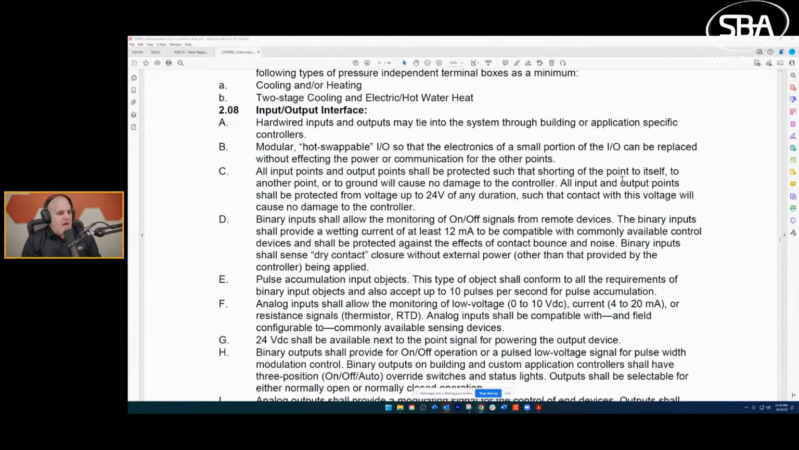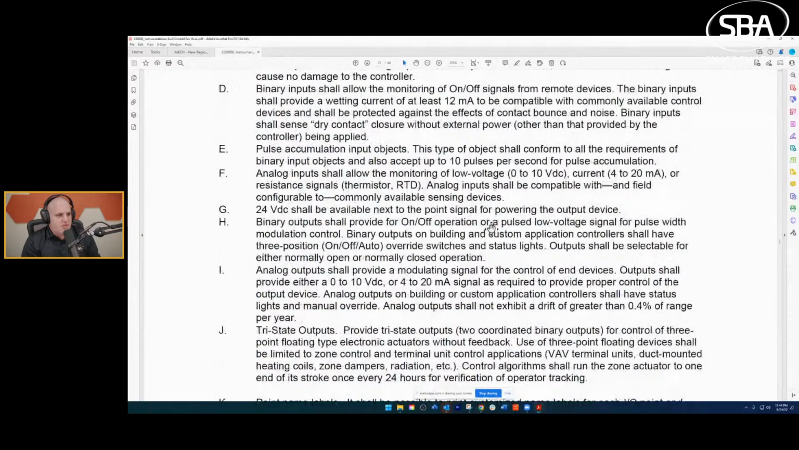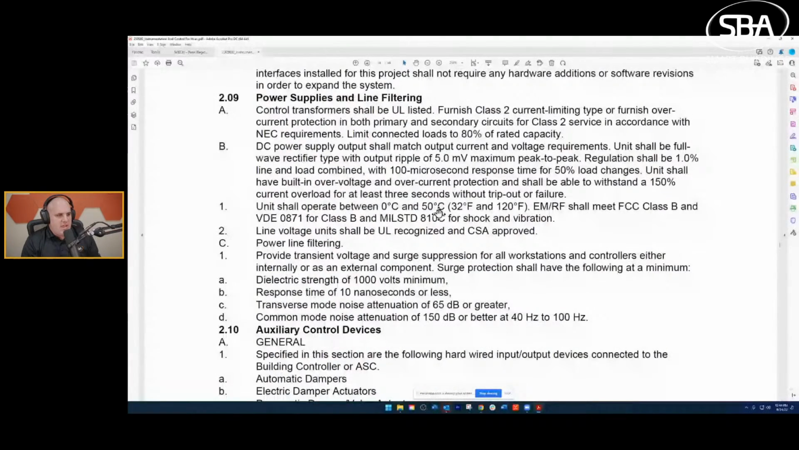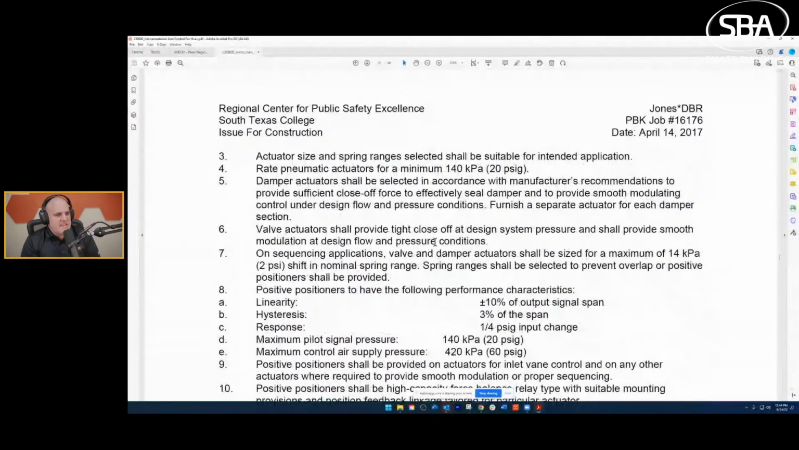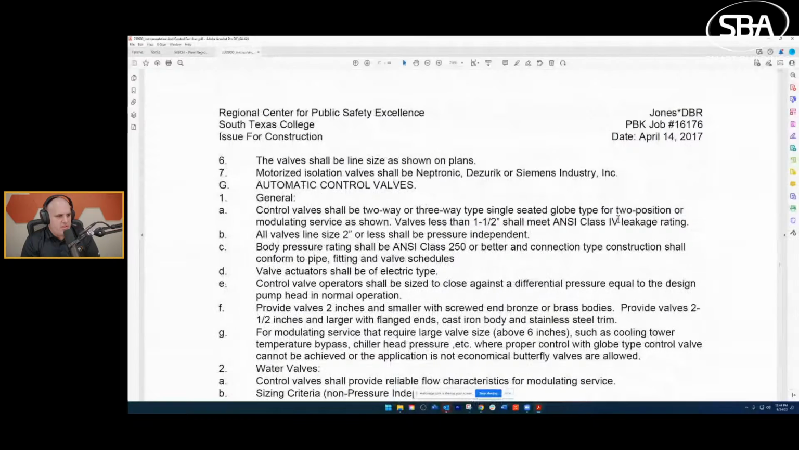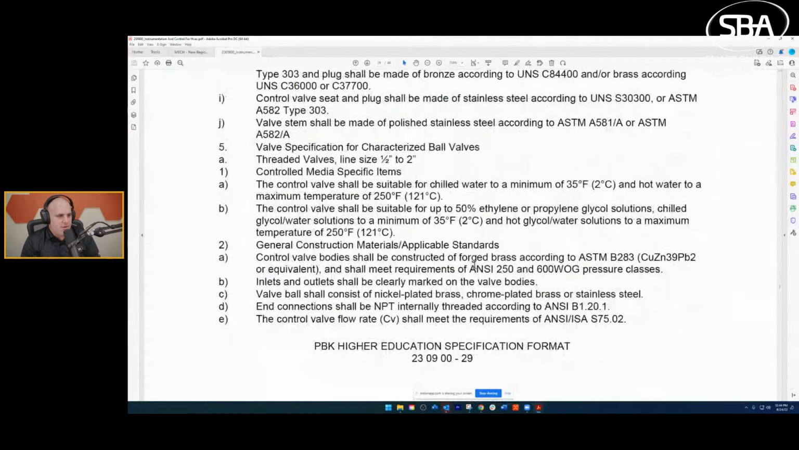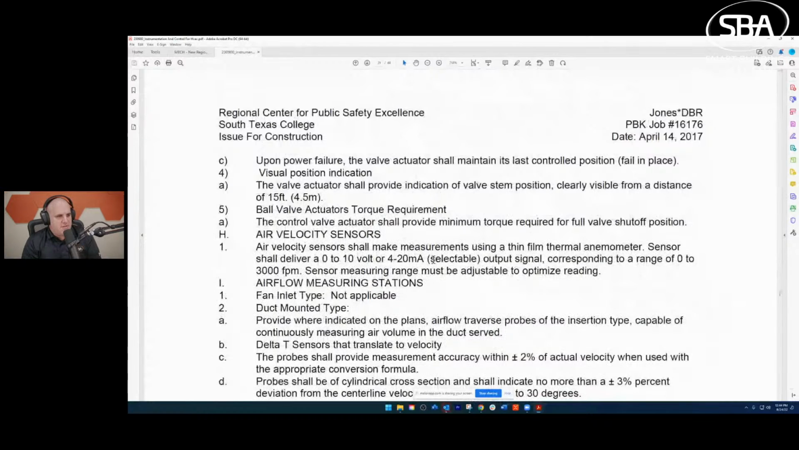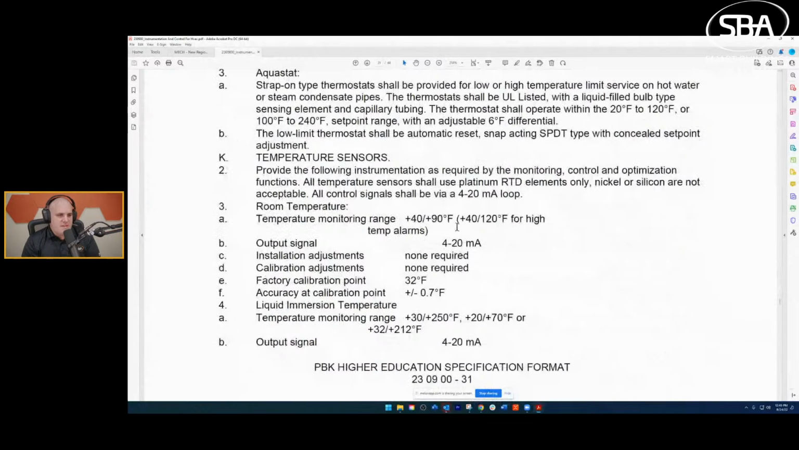So, IOs. All righty, this talks about the inputs and outputs of the controller, but I actually want the IO devices. And this is where things get a little bit squirrely. We're going to skip over valves and dampers, I want to get into here. All right, temperature sensors. All temp sensors should use platinum RTDs only, okay? And 4 to 20 milliamp loop.